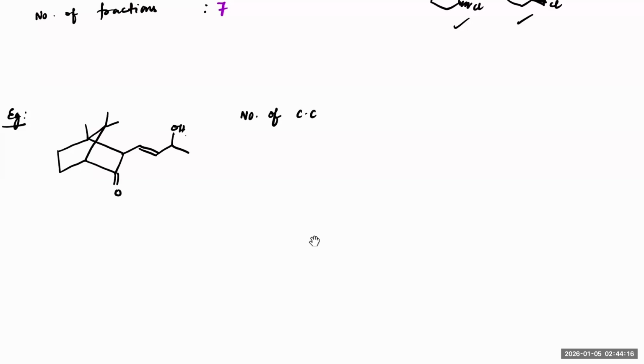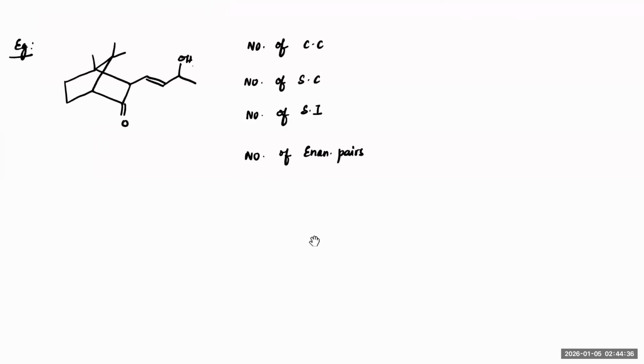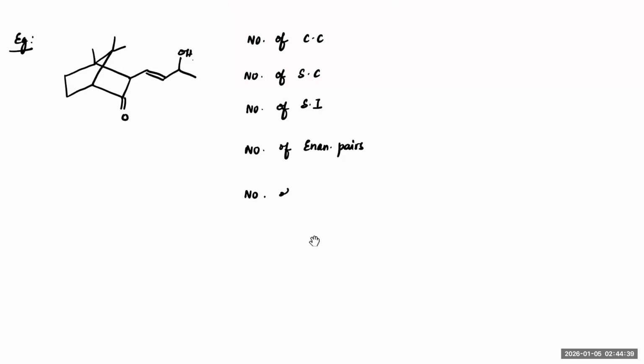Number of chiral centers. Number of stereo centers. Number of stereoisomers. Number of enantiomeric pairs. And number of fractions to separate them. How many fractions are needed to separate them? Got it? And lastly, number of optically active.